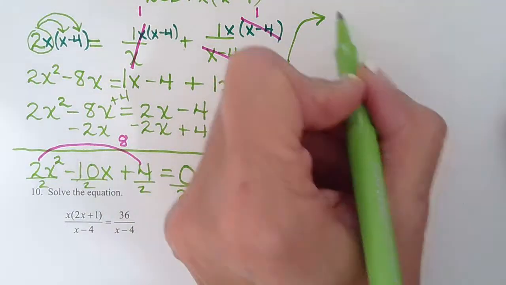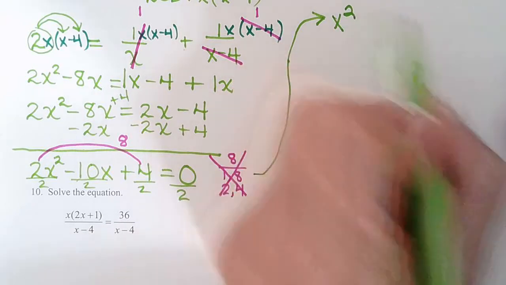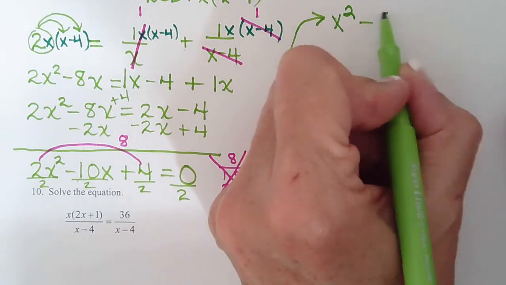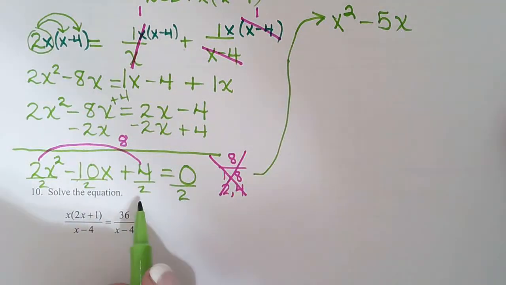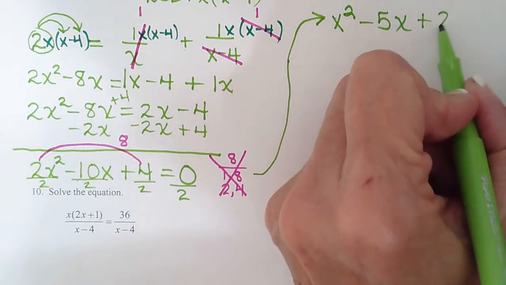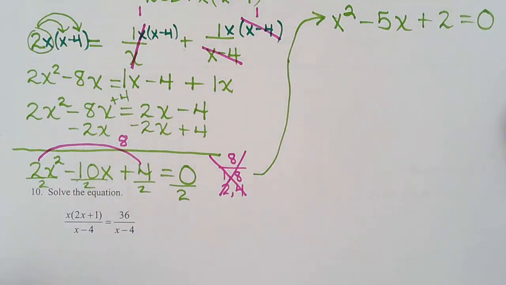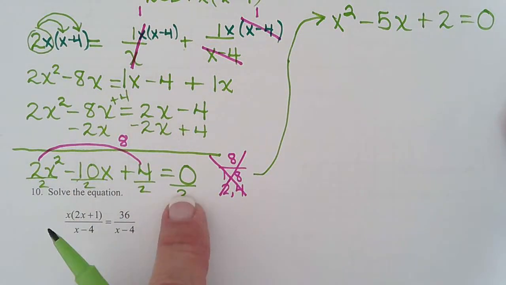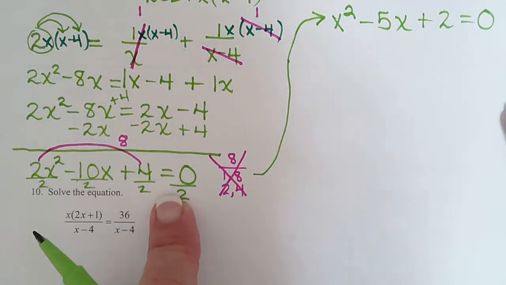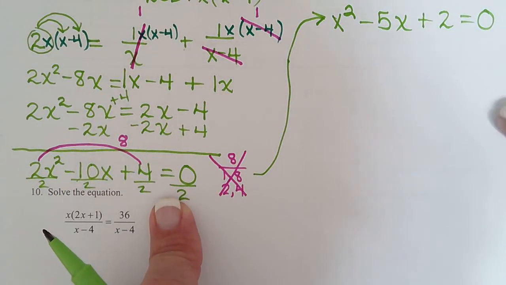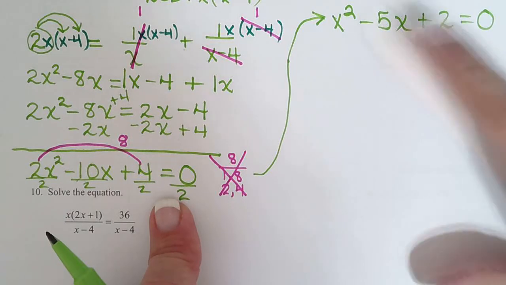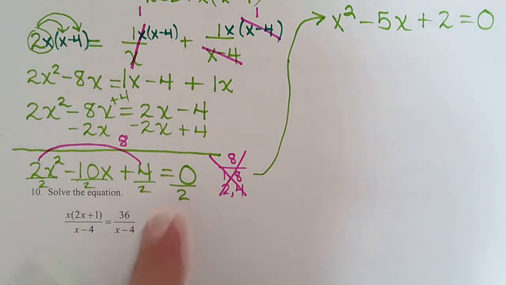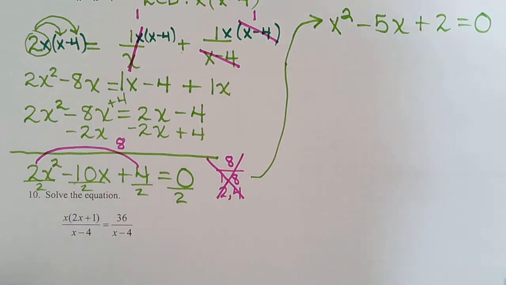So this is 1x squared minus 5x plus 2 equals 0. So I just divided everything by 2, which is legal as long as you don't skip any terms. And are there factors of 2 that add to 5? No, 2 and 1 add to 3. So that means we jump into quadratic.